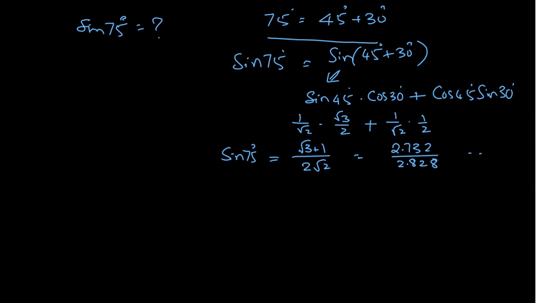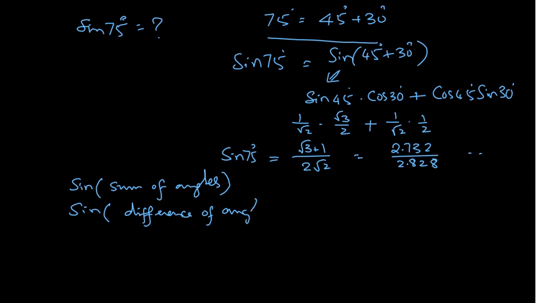So we have done sine of the sum of the angles. That's one formula. The other formula is sine of the difference of the angles, A minus B, while this one is A plus B. These are the things we have done. So, next page. We will be trying the cos compound angles.